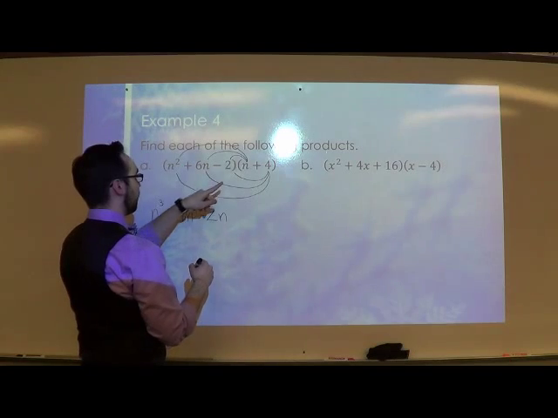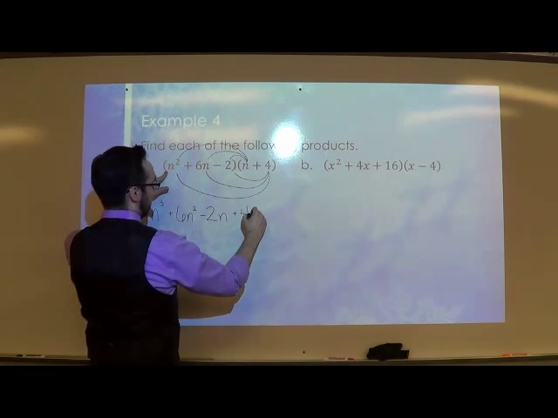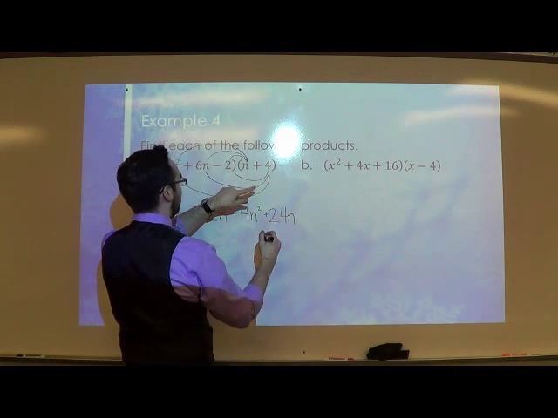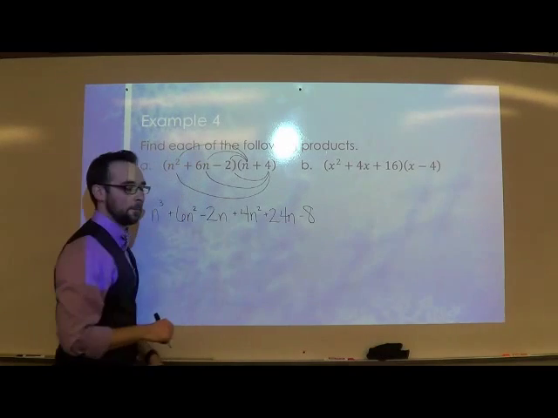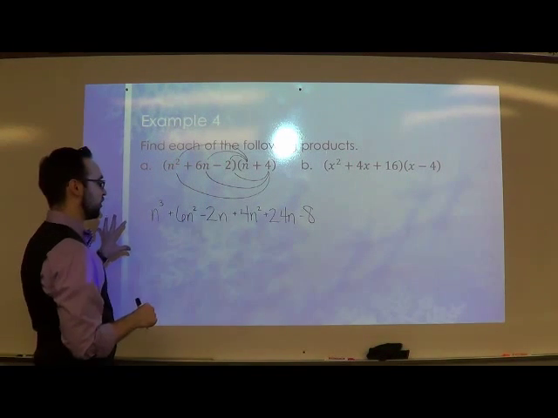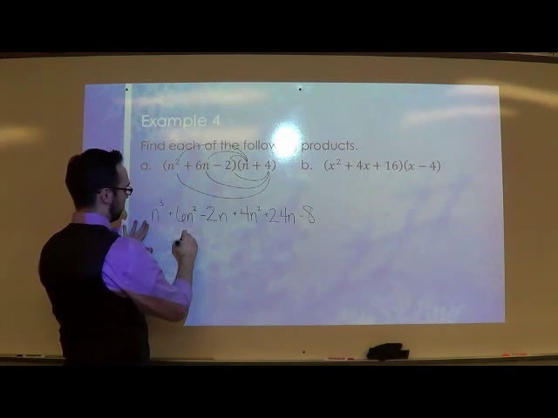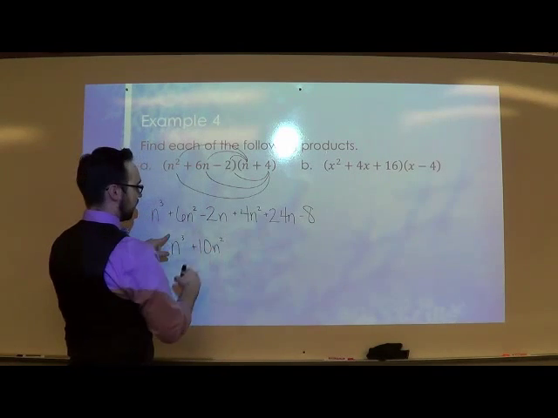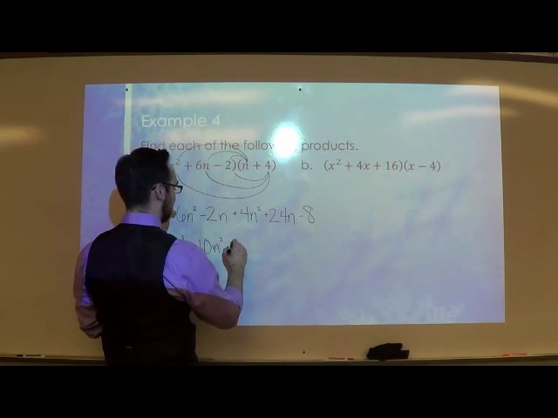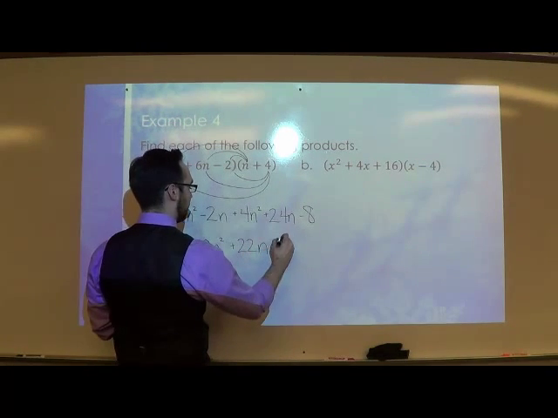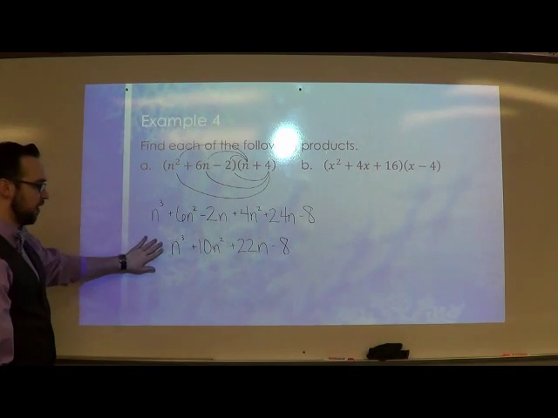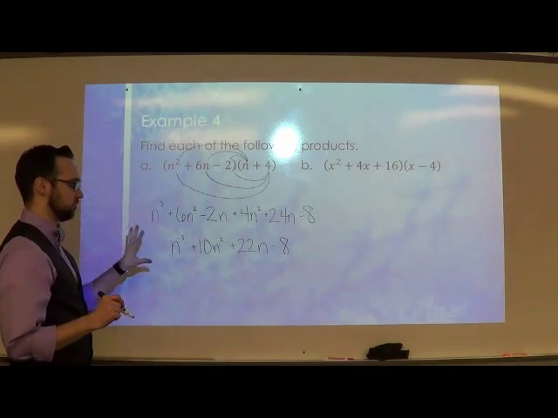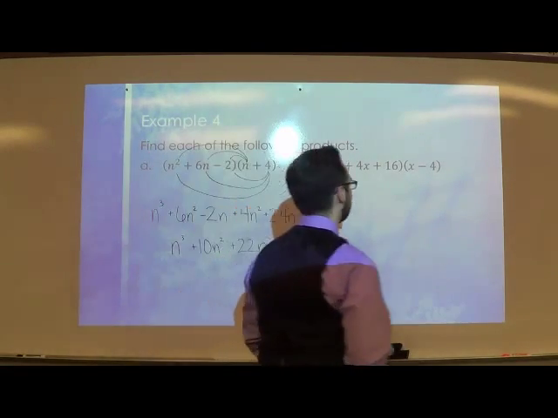Now do it with the 4. 4 times n squared is 4n squared. 4 times 6n is 24n. 4 times negative 2 is negative 8. Combine like terms now. There are no other cubes, so we have n cubed. 6n squared and 4n squared are 10n squared. Negative 2n and 24n is a positive 22n minus 8. So this should be your final answer. You do want to combine like terms, but you don't want to divide, you don't want to simplify in any way like that.